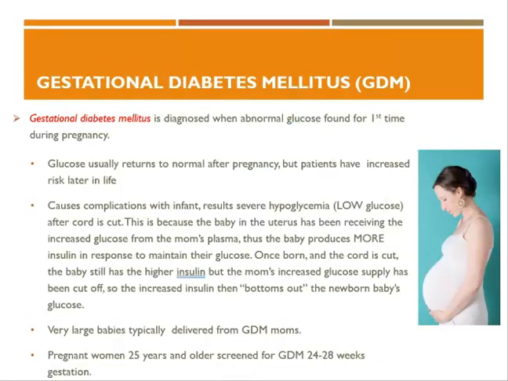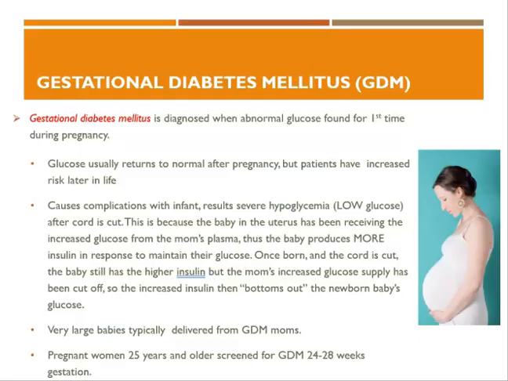The last category that we're going to talk about for diabetes mellitus is GDM, or gestational diabetes. This is when a mom is diagnosed with abnormal glucose that is found for the first time during pregnancy. Glucose usually returns to normal after the pregnancy, but patients will have an increased risk of diabetes later in life.